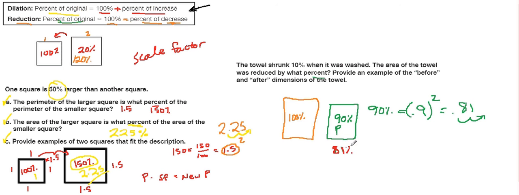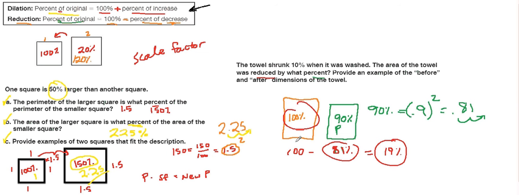Now, careful. You'd be tempted to put 81%, but it's 81% of the original, the area is. And it asks what it reduced by. So you got to take 100 minus 81. It's 81% of the original, but it reduced by 19%. And then our examples are here.